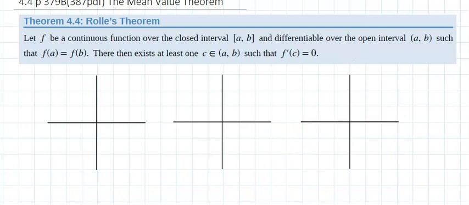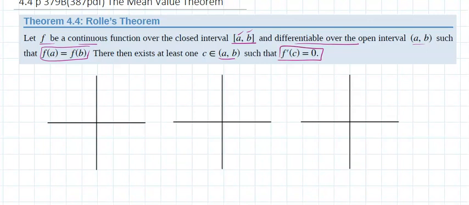Rolle's theorem says if a function is continuous on a closed interval between a and b, and the derivative exists, that's what it means, differentiable on the open interval, and the y values at the endpoints between a and b are equal, then there is a number in that interval where the slope of the tangent is 0.